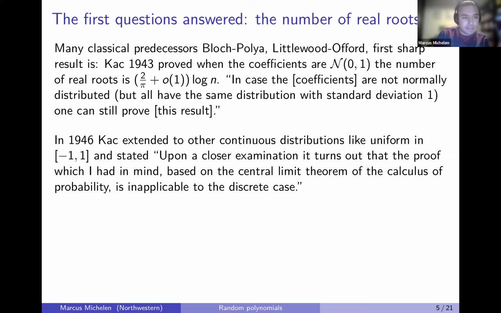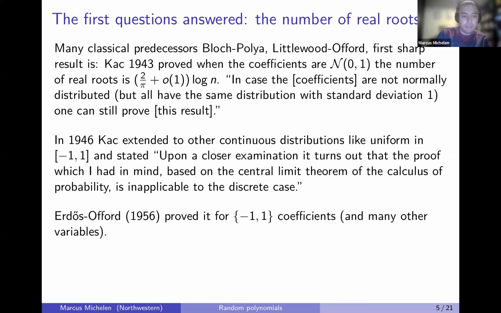But we now do know this in generality for +1 and -1. Erdős and Offord proved it. For +1 and -1, I didn't explicitly state what random variables their proof works for, but we now know it even just under mean 0 and variance 1. Okay, so again, I'll pause one more time for any other questions about number of real roots.